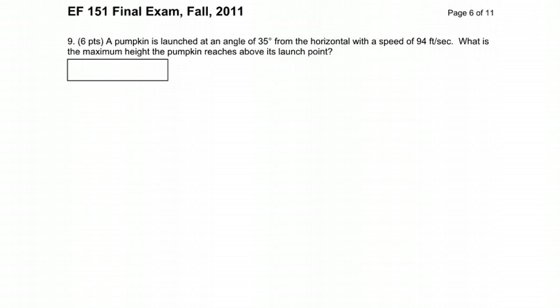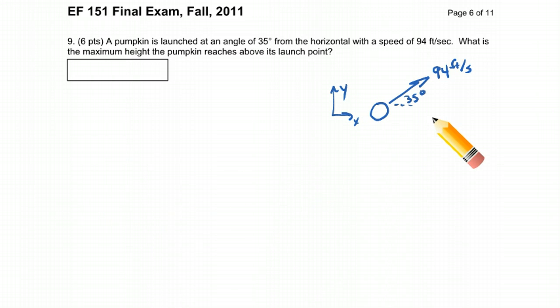So let's look at the y direction here. So we'll have our pumpkin. We are launching it with a velocity of 94 at an angle of 35. Okay, so if we use standard x and y, we can get the y velocity initially to be 94 sine 35.